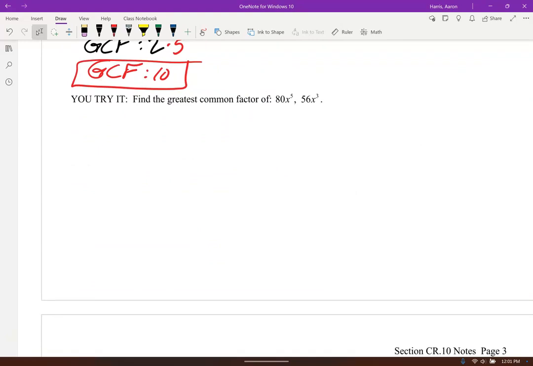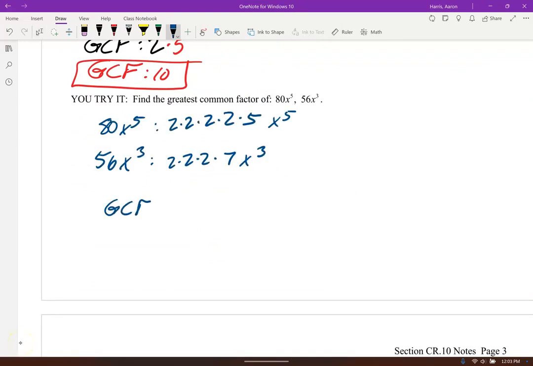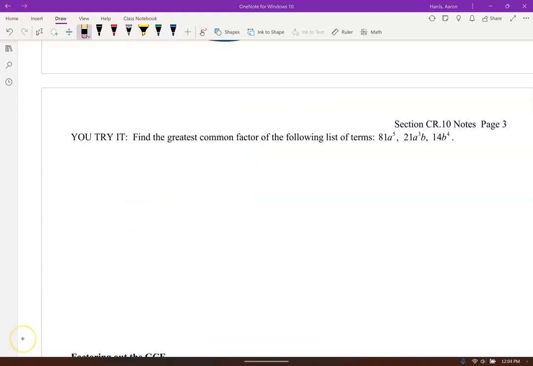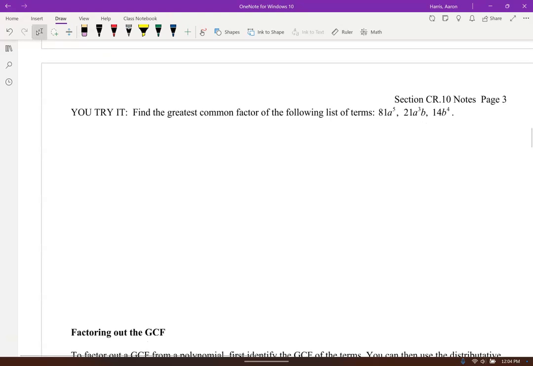All right, why don't you guys try these? So our GCF here ends up being 1, 2, 3 2's they have in common, and then at most 3 x's. So the greatest common factor is 8x to the third. Go ahead and check this one as well.